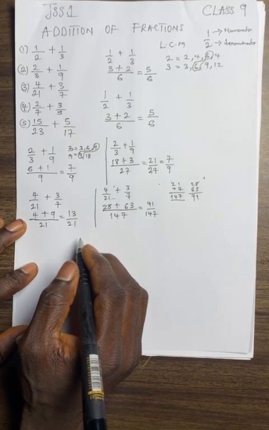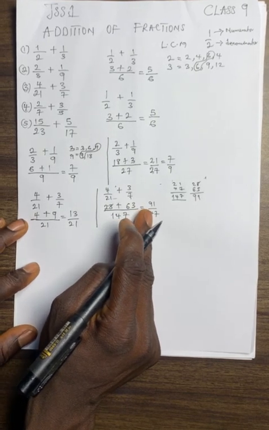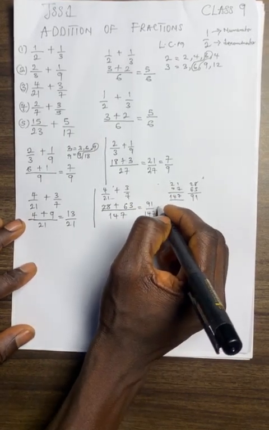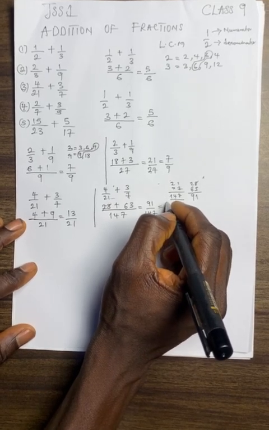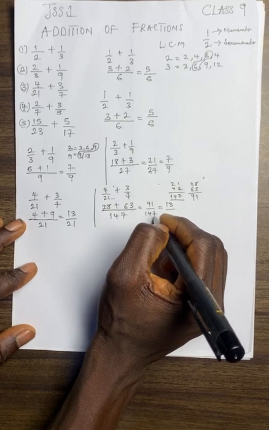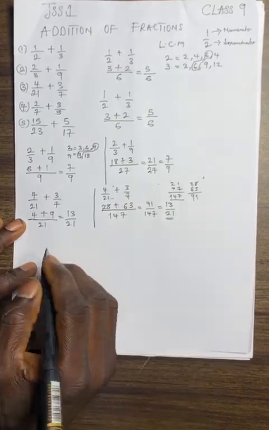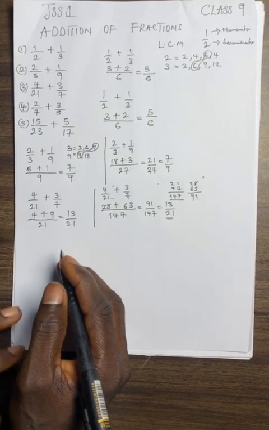So if you divide this one by 7, divide 91 by 7, you will get 13, and 147 by 7, you will get 21, and that is our answer. So the next one here is what?